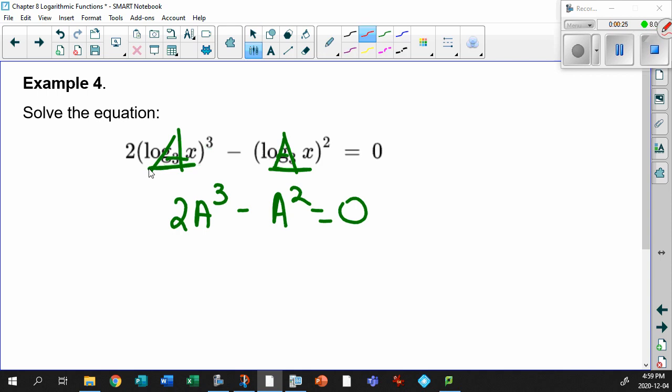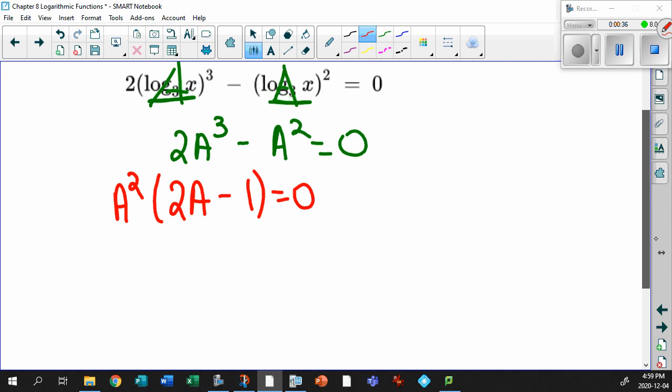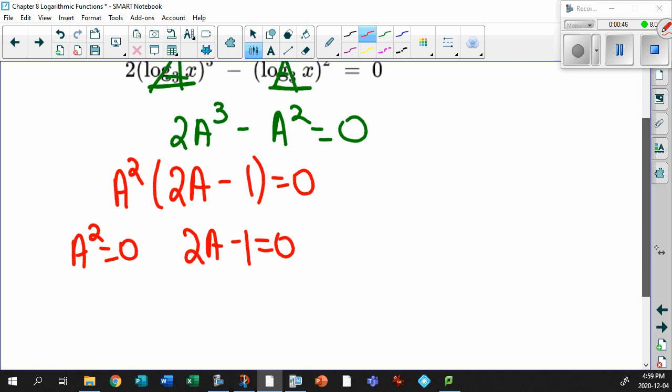GCF, take out an a squared, you end up with 2a minus 1 equals 0, and now you can solve this. Real easy. That means a squared equals 0, 2a minus 1 equals 0. Let's just solve this the way it is right now. Makes it even easier. Square root here, a equals 0. Add 1 to both sides, divide by 2, a equals a half.